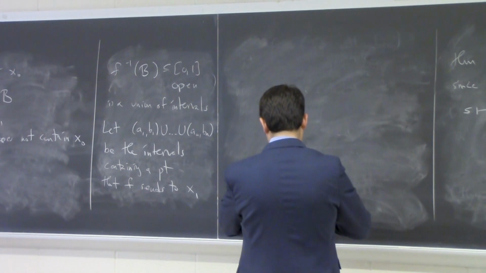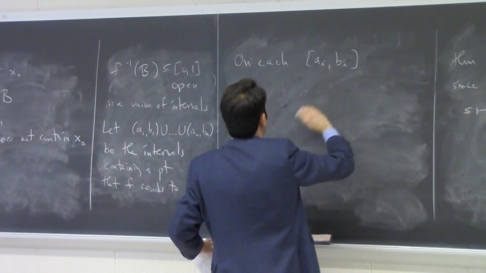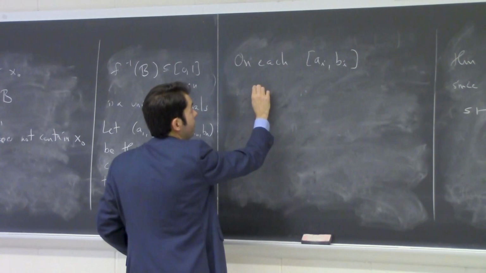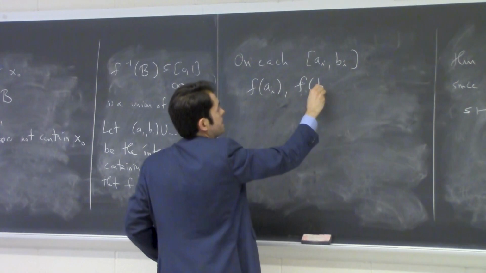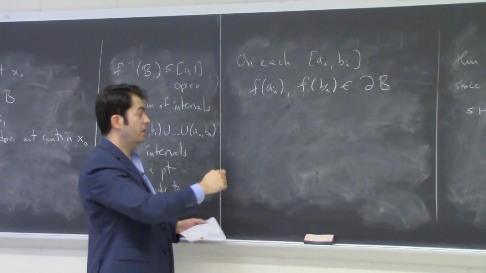So on each, if you look at the closed interval, then f must send the endpoints to the boundary of the ball. Right, because that's how these intervals were constructed. They're the connected components of the inverse image of B.